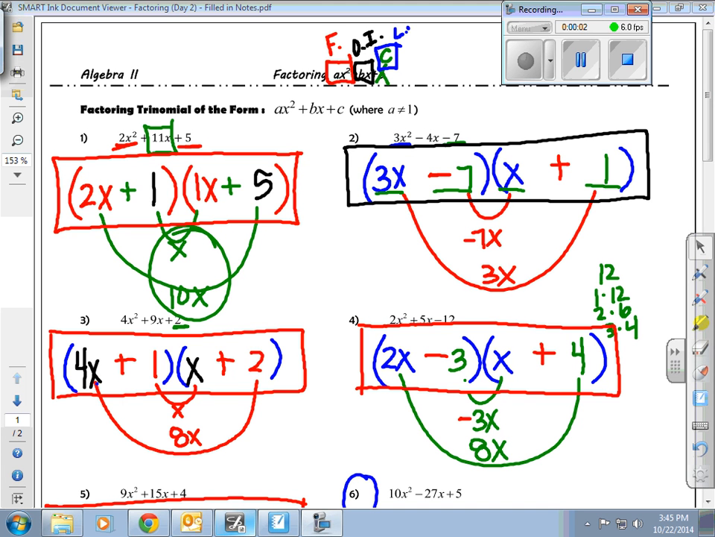Hello class, we're going to go ahead and look back at our factoring notes from yesterday. So it's the ones that should say at the top, ax squared plus bx plus c. I'm going to show you another method that you can use to factor trinomials where there is a number in front of the x squared. It is called factoring by grouping.